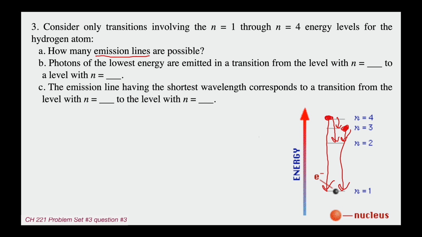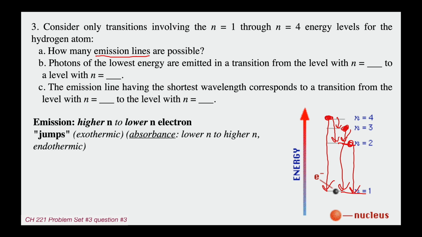3 transitions from n equals 4, 2 transitions from n equals 3. And there's, of course, also one possible from n equals 2 to n equals 1. So on this problem, there's a total of 6 different emission lines. And again, because these are exothermic processes, higher n to lower n is what you want. So, 6 emission lines possible, instead of my cheesy arrow drawings, which look like a kindergartner made them. Anyway, I can't draw. It's a long story. You can write them as a 4 to 3 transition, 4 to 2, 4 to 1, 3 to 2, 3 to 1, and 2 to 1.